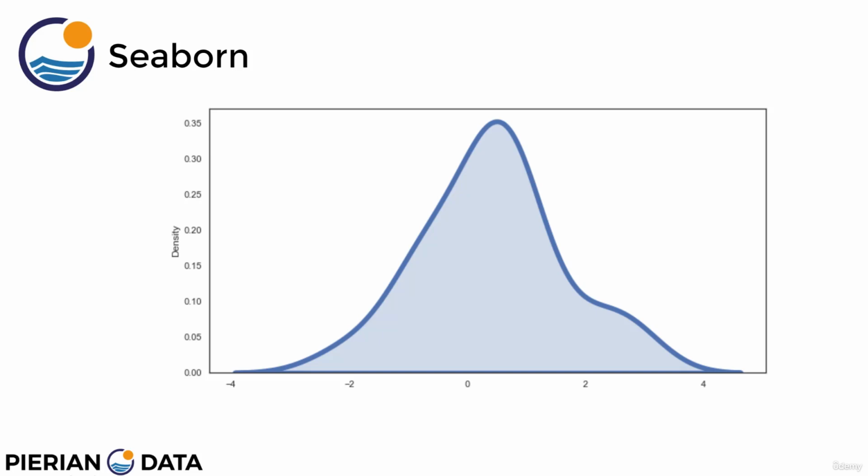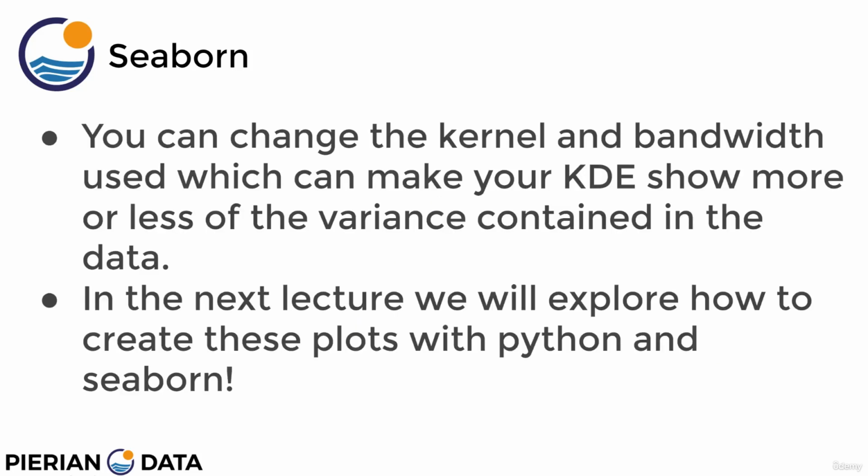So it's not uncommon to do a hard cutoff at a certain spot in the kernel density estimation, and we'll show that later on. For example, when we're dealing with salaries and we were to draw a KDE, we're going to draw a hard line at 0 because no one has a negative salary. Other things you should note is that you can change the kernel. It doesn't have to be the Gaussian kernel. And you can also change the bandwidth. The bandwidth used can make your KDE show more or less of the variance contained within the data.